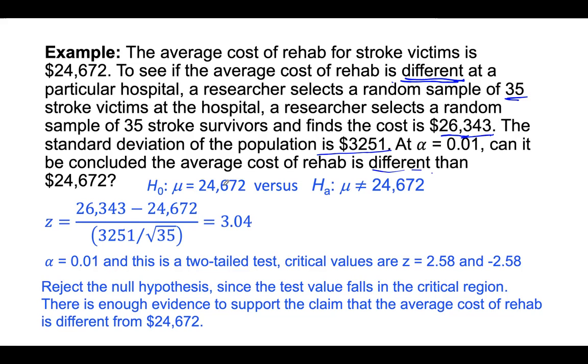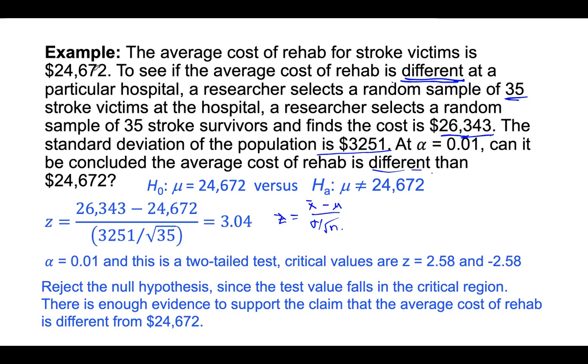So right off the bat, we know the keyword here is different. There's no greater than or less than, so it's going to be a two-tailed test. We're testing the alternative that it's different than 24,672, but we assume that the null hypothesis is true, that the mean is equal to 24,672. Now we calculate Z, which is equal to our X bar minus our mu divided by the formula here that we need to know, and we plug in our numbers.